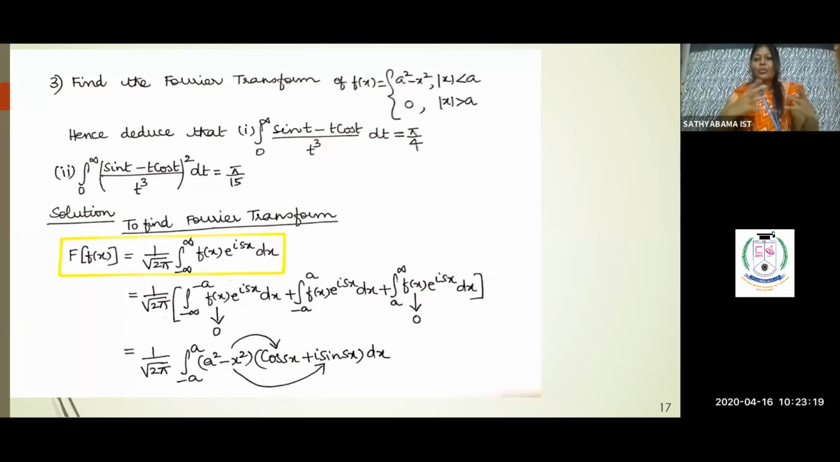I'm going to go a little quickly because I'm running out of time. Fourier transform, you know how to find, right? So let's quickly go through. We're going to go through everything. Don't worry. All right. So first thing, I'm going to find the Fourier transform.